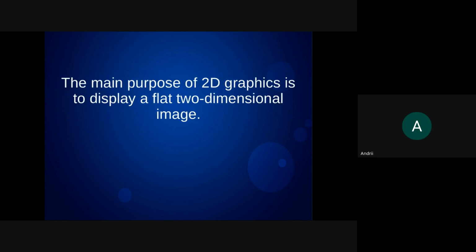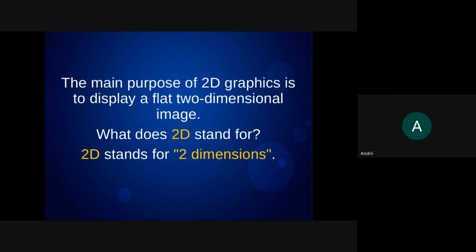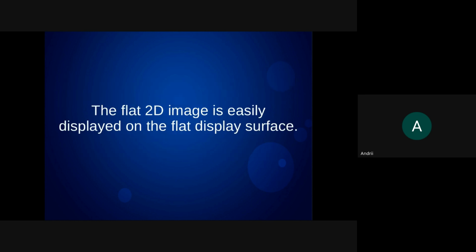Okay, let's move on. So the main purpose of 2D graphics is to display a flat two-dimensional image. What does 2D stand for? It means two dimensions. So it's width and height, x and y coordinates on the screen. The flat 2D image is easily displayed on the flat display surface.